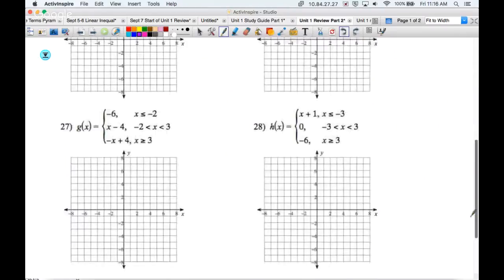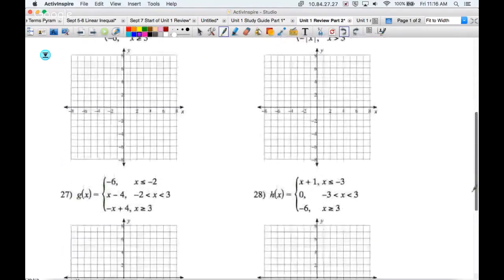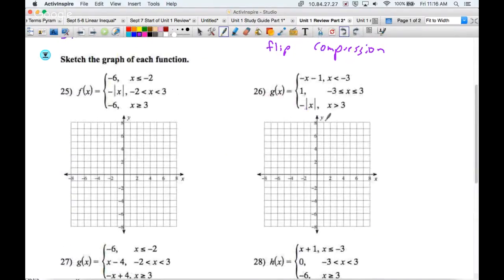All right, sketching piecewise. Let's pick one of these, maybe something with an absolute value like number 26. First, I look at my transition values of -3 and 3. Those are the values that are incorporated into these inequalities over here. And I add vertical lines at those values. So a vertical line at -3 and a vertical line at +3, cutting my graph into 3 strips.